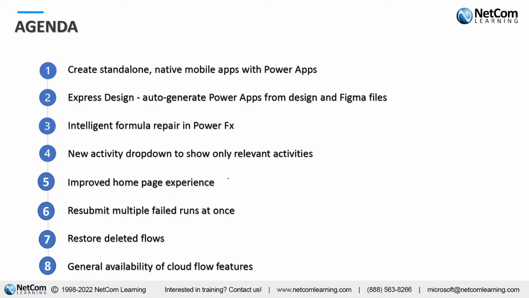There's an improved homepage experience overall for the Power Automate screen, which would let you get to your stuff faster. Then how do you resubmit any failed executions of your flow together rather than executing them one by one? And then how can you restore any flow that you've deleted from the UI?